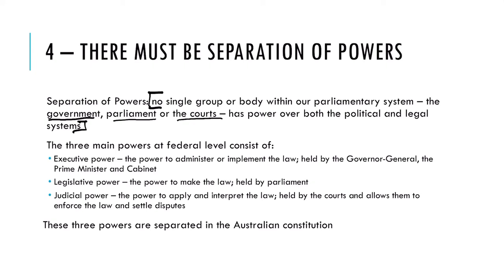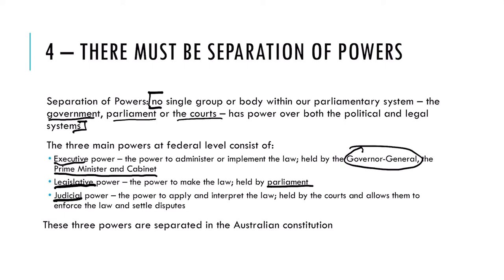So the 3 main powers at the federal level of government consist of executive power. Executive power is the power to administer or implement the law, and is held by the Prime Minister and the Cabinet, but also in a ceremonial sense by the Governor-General. Legislative power, which is the power to make the law, is held by Parliament. All members of Parliament can actually put forward a bill to become law. Whether or not it gets voted through depends on the majority of votes.